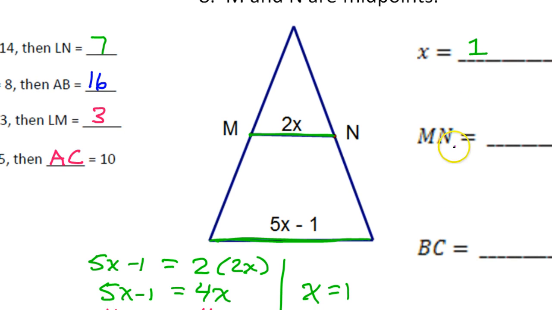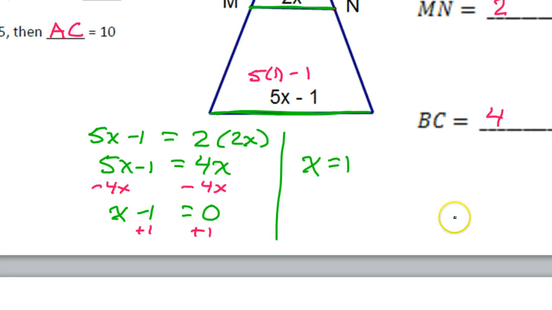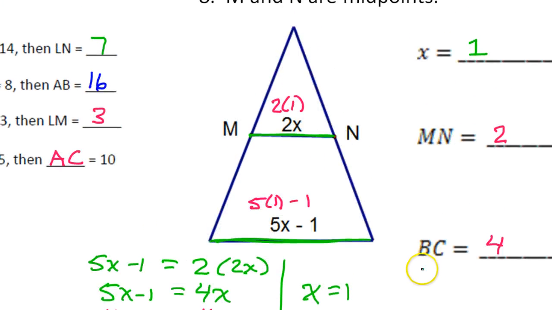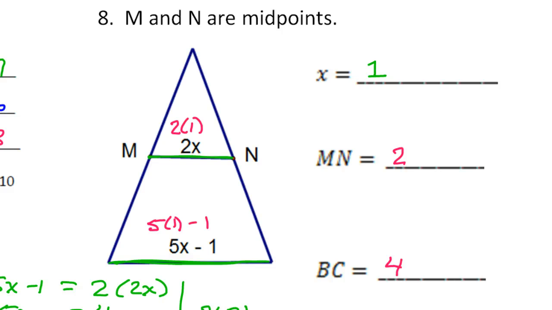Now we can find MN. So since x equals 1, this becomes 2 times 1, which is just 2. And this becomes 5 times 1 minus 1, which is just 5 minus 1, which is 4. Okay, and so that's the answer to number 8.